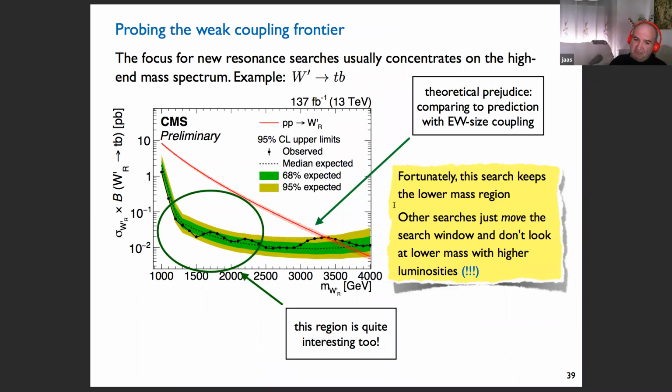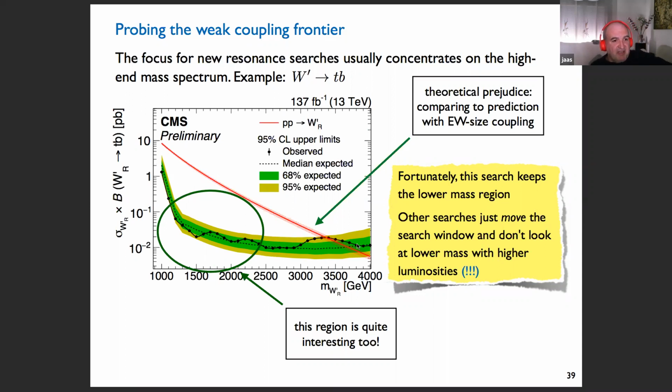And now, besides effective operators, dimension 6 operators, I will go to the other thing I mentioned, which is to probe the regions of a small coupling of new resonances. When you see a summary plot by an experimental search, the experiment gives some upper limits on cross-sections times branching ratio as a function of mass. This is the line with points.